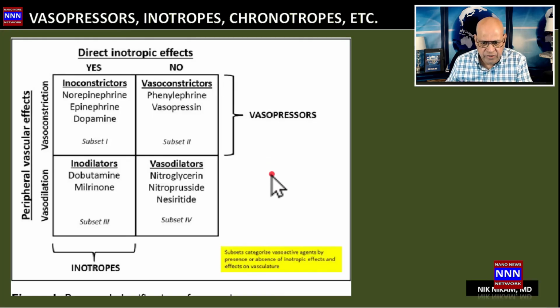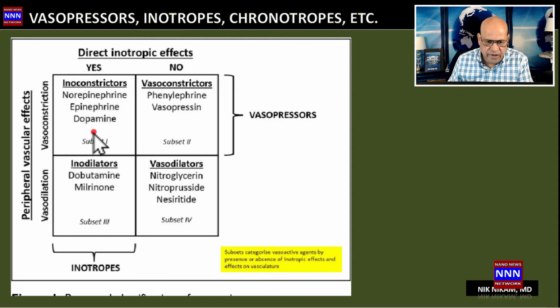Here's another chart, which is like a 2x2 chart. So if you are looking for an inotrope, then look at drugs like dobutamine and milrinone. If you want an inotrope with a vasoconstrictive property, somebody who has a pump problem like heart failure, but also has vasodilatation, then you use drugs like norepinephrine, epinephrine, or dopamine.